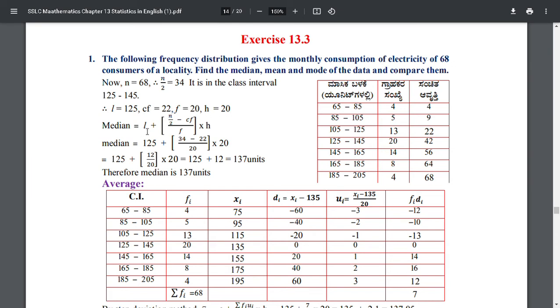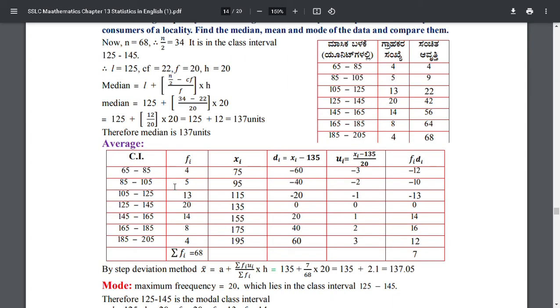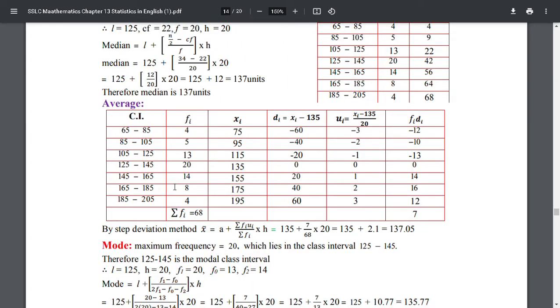Formula of median is equal to L plus (n by 2 minus CF) by F into H. Median is equal to 125 plus (34 minus 22) by 20 into 20, equals 125 plus 12 by 20 into 20, is equal to 125 plus 12, which is equal to 137 units. Therefore, median is 137 units.